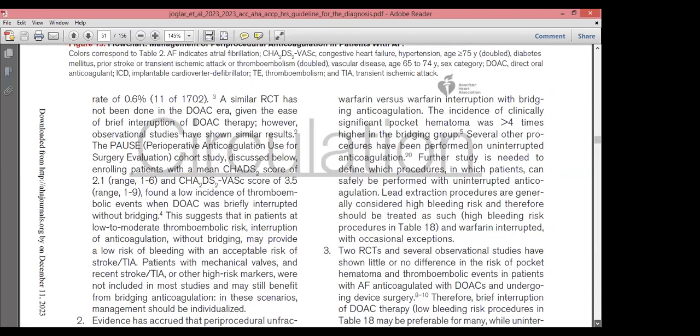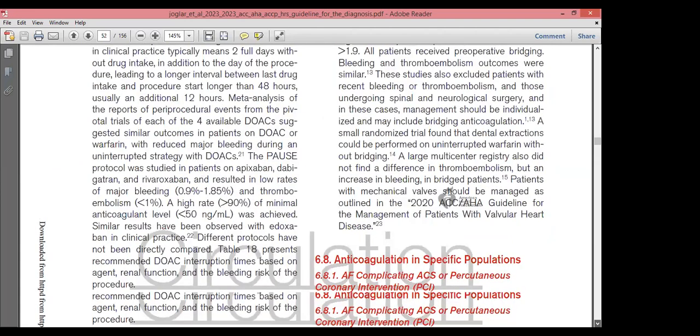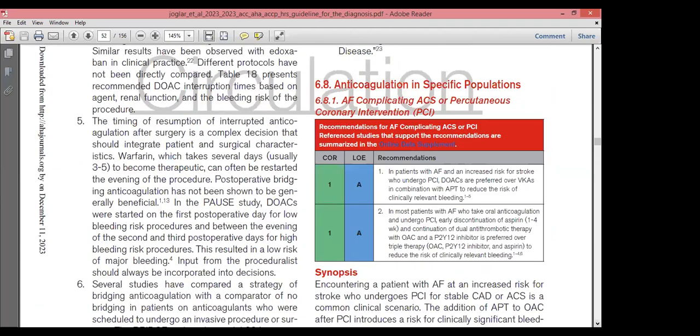Okay, then this one is talking about anticoagulation in specific populations. Sorry, we'll soon be done. Anticoagulation in specific populations. So this is about AF and acute coronary syndrome, or PCI.